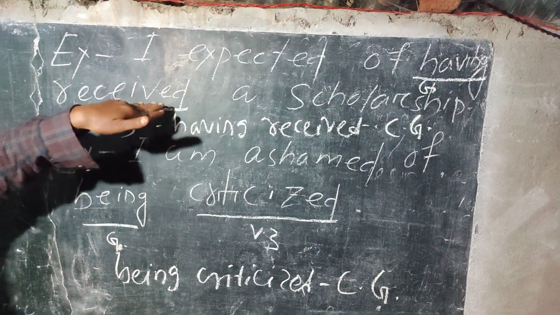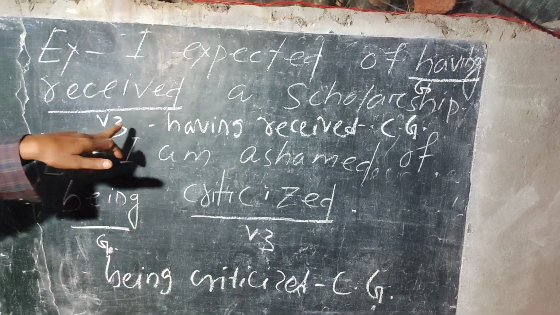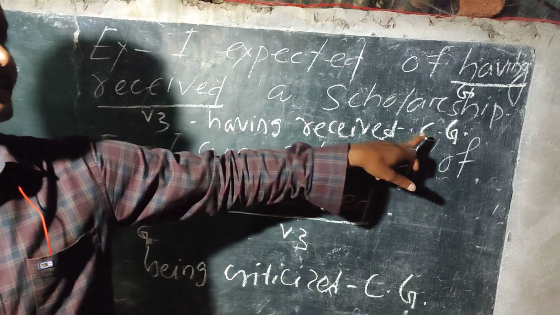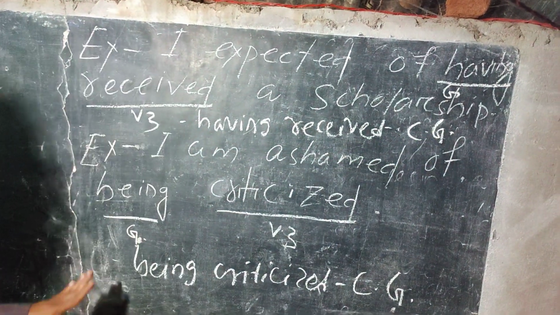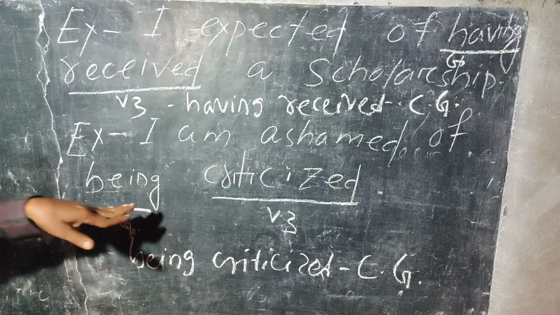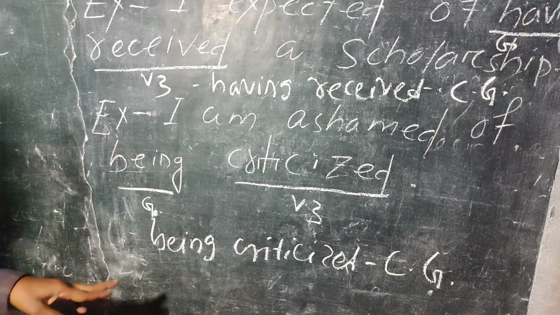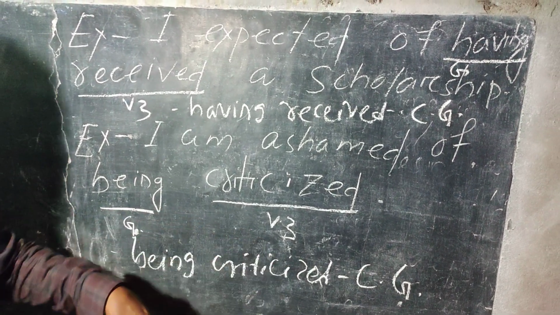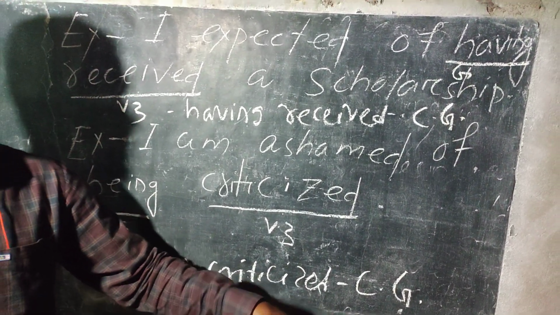I expected of having received a scholarship, with the gerund plus V3, and that is having received is the CG or compound gerund. And here I am ashamed of being criticized. So being is the gerund and criticized is V3. So being criticized is known as compound gerund.